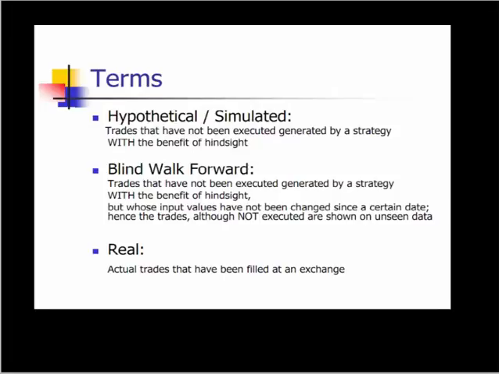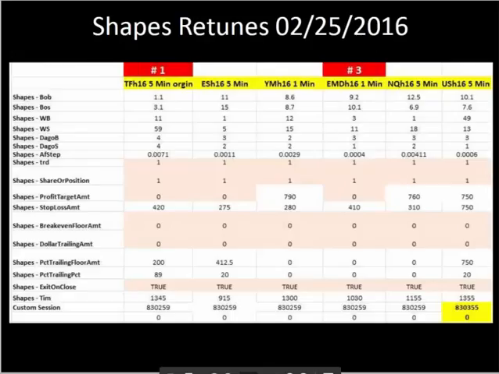I've been doing that now for a little over 33 months. And the blind walk forward are trades that have not been executed, but we keep track of all the trades. The way I do it is I shut the workspaces, and then I pull them up a month later, 2 months later, 33 months later, and see how well they have accomplished.